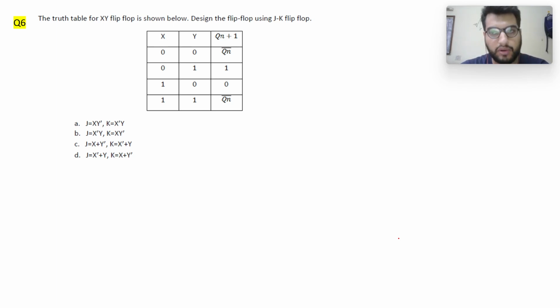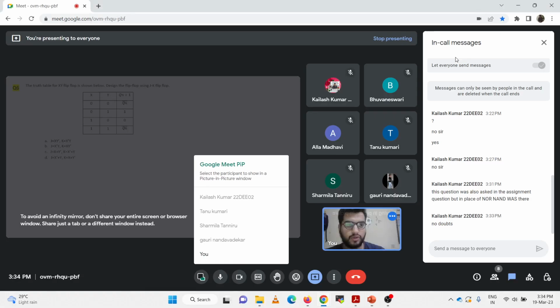So the truth table of an XY flip-flop is shown below. Design the flip-flop using a JK flip-flop. We have these 4 options, and among these, one is the correct option. The crux of the question is that you have to implement an XY flip-flop using a JK flip-flop. The truth table reads as follows: XY, Qn plus 1: 0 0 gives Qn bar, 0 1 gives 1, 1 0 gives 0, 1 1 gives Qn bar. So you have to implement it using a JK flip-flop. I'll wait for 5-6 minutes, then I can show you the solution.